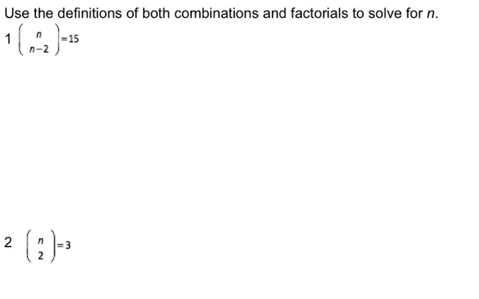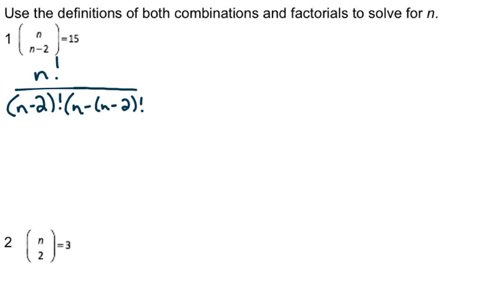So in this case, we're dealing with some problem solving. We have to deal with the definition of combinations and the definition of factorials to figure out what n is. So we have nC(n-2) equals 15. What that actually means is we have n factorial divided by r factorial, which would be (n-2) factorial, times (n-r) factorial, which would be (n-2) factorial. And that equals 15.